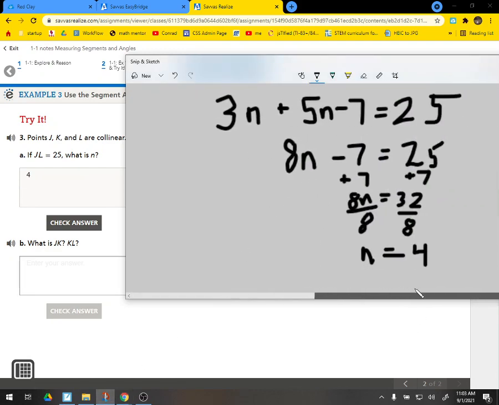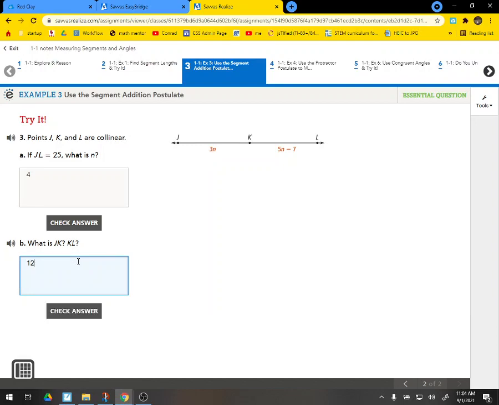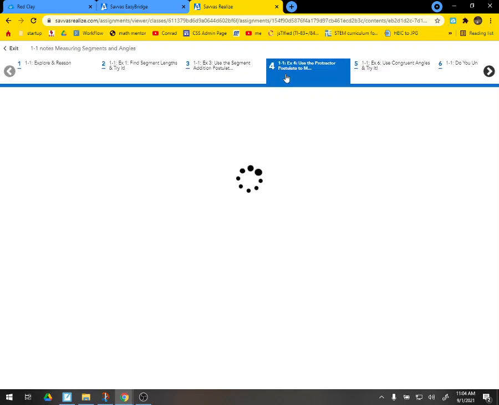If n's 4, then JK is just the 3n. So 3n is 3 times 4. And then 5n minus 7, so 5 times 4 minus 7. So 3 times 4 is 12. 5 times 4 is 20. Minus 7 is 13. So I got 12 and 13. I did not mean to type that n, but that's good. I should have written JK equals 12 and KL equals 13. Cool. So example 4. I try to keep these videos brief.